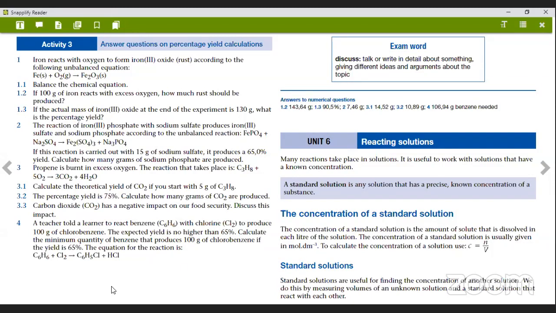Calculate how many grams of carbon dioxide are produced. And then the third one says carbon dioxide has a negative impact on our food security. Discuss the impact. Okay, so let me go to our solutions quickly. But you can already see what's happening here. You know that you have to find the number of moles. That's your first step. The minute you see gram, you know it has to be converted into the number of moles. Okay, so let's go to our solution.